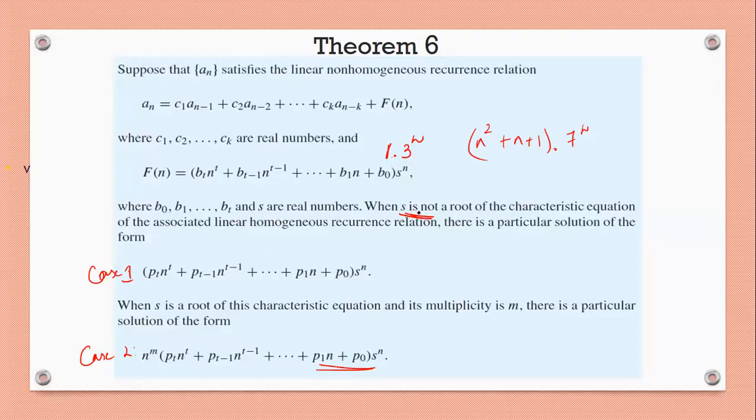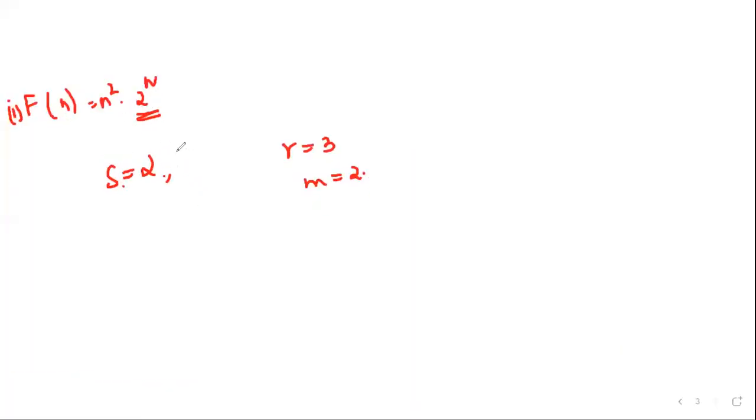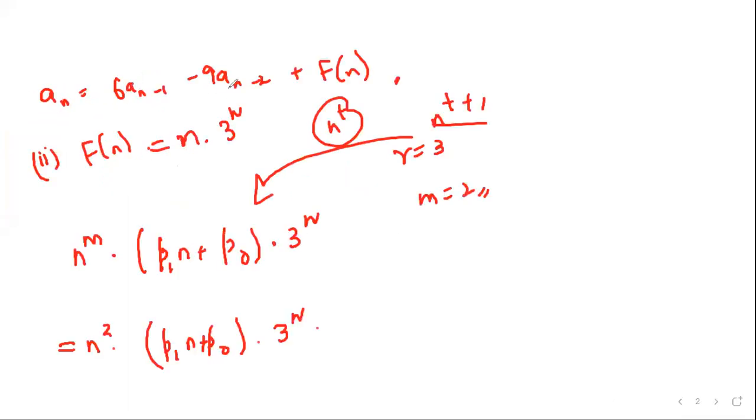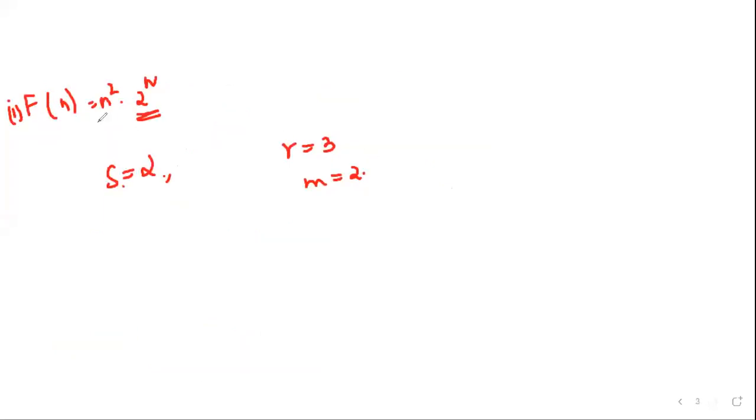What is the case 1? When S is not a root of the characteristic equation of the associated linear homogeneous recurrence relation. Now, if we see over here, 2 is not a root of our earlier equation, which is given as a_n equals 6a_(n-1) minus 9a_(n-2). The root for our equation is 3, while S is 2. So we have to consider the case 1. That is, we should not be taking n power m. Okay, we should not be taking n power m. So let's see the case 1 once again.